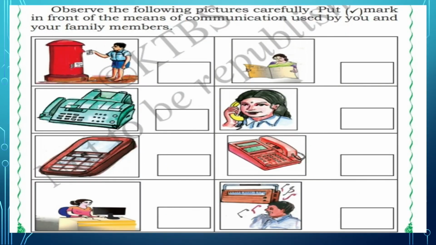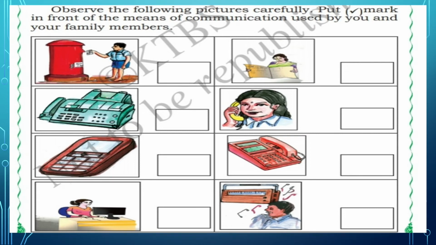Next, observe the following pictures carefully. Put a right mark in front of the means of communication used by you and your family members. What you have to do here is look at these pictures and put a tick mark. If you or any other person in your family has used these services or communication means, you have to put a tick mark in the box given in front of that picture.